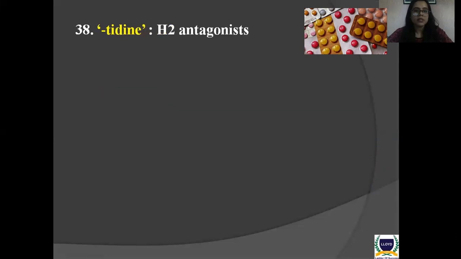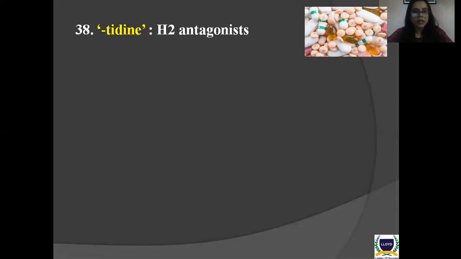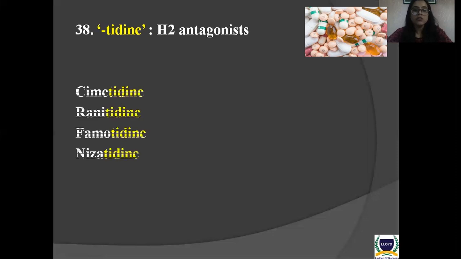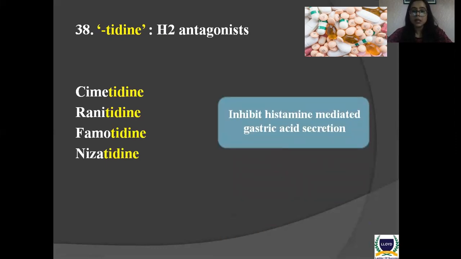So our next suffix is tidine. Tidine indicates they are H2 antagonists. Under the H2 antagonists, we have drugs like cimetidine, ranitidine, famotidine, and nizatidine. These drugs inhibit histamine-mediated gastric acid secretion, and can also be used as anti-ulcer agents. All these drugs ending with the same suffix, tidine, we can easily categorize as H2 antagonists which act as anti-ulcer agents.